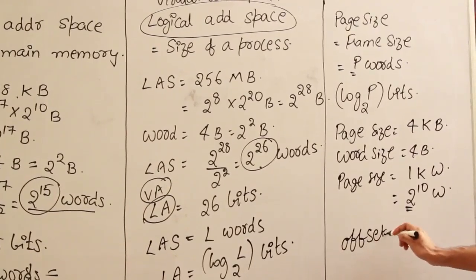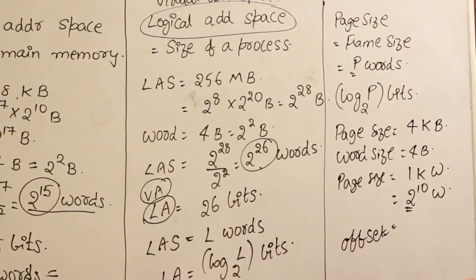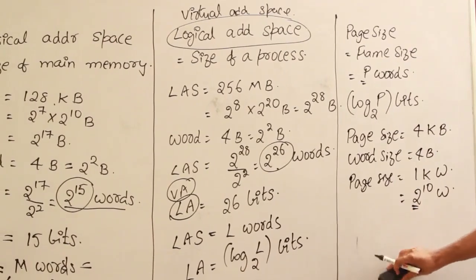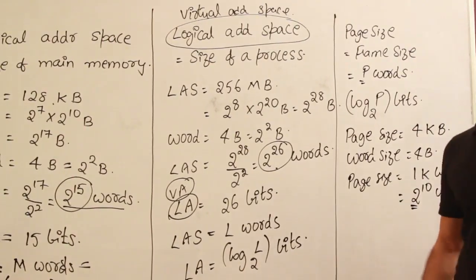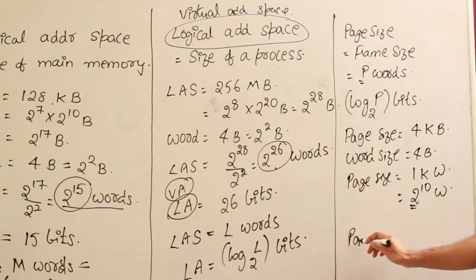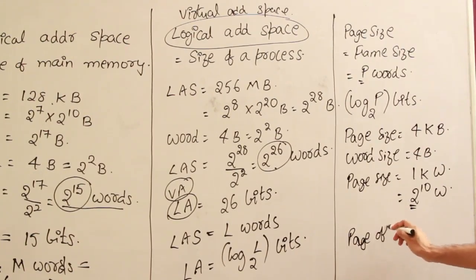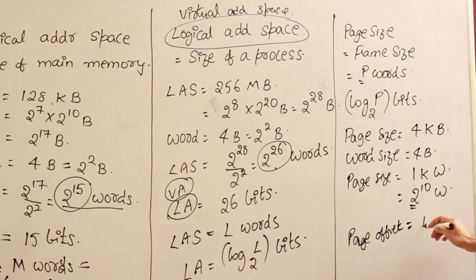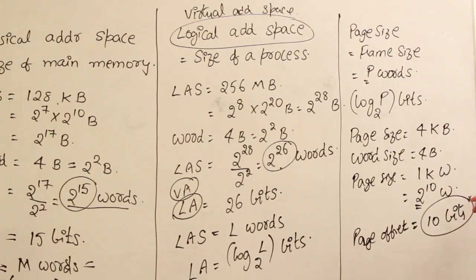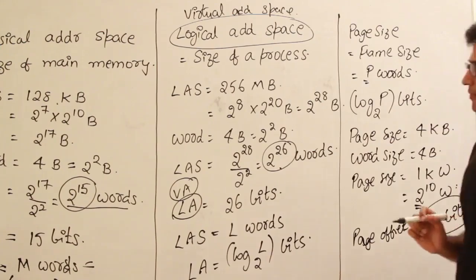Generally the concept is page offset. Let's use page offset because word offset is sometimes used to find a byte within a word. So let's make it page offset only, or sometimes frame offset. Both are the same. Let's keep it as page offset. Here the page offset is 10 bits, which means 10 bits are required in order to address each word in a page uniquely. Got it?